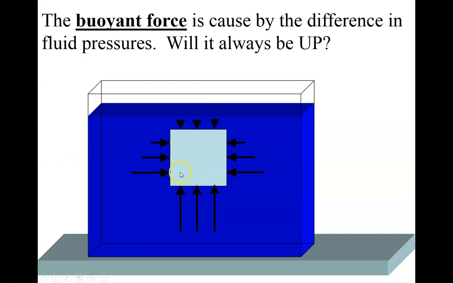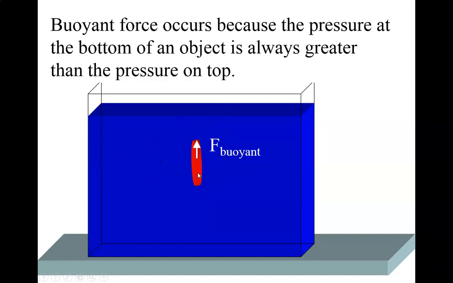Now, the buoyant force is caused by the difference in fluid pressure, meaning that the pressure on the bottom pushing up is always going to be greater than the pressure on the top pushing down. Will that force always be up? Yes. The left and right components will always cancel, and the bottom will always be greater than the top. Again, this is known as the buoyant force, and it occurs on any submerged object, because the pressure at the bottom is always greater than the pressure at the top.